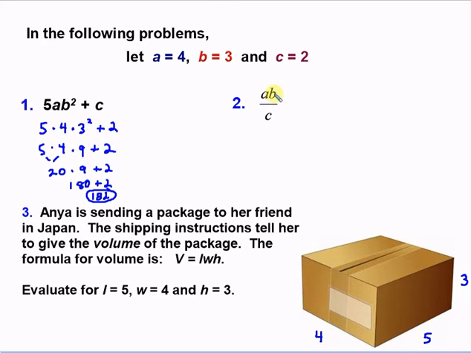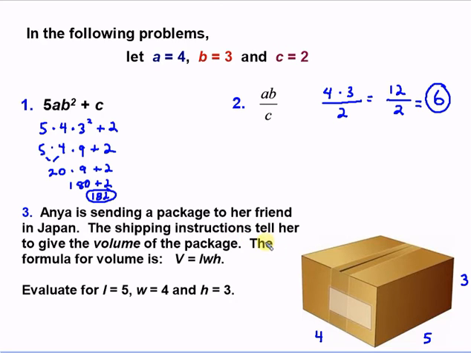Now, we'll do the same thing over here with these values. A, we'll substitute a 4 in for that one, times B, we'll substitute a 3 in there. We'll use our division sign, and C is going to be equal to 2. Well, 4 times 3 is equal to 12. And we'll divide that by 2, and 12 divided by 2 is equal to 6. So our answer is 6.